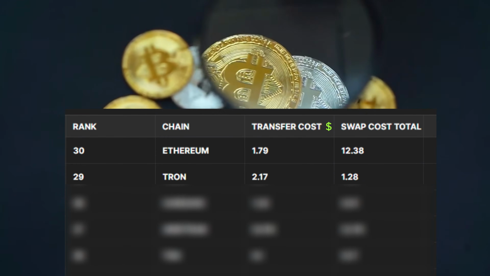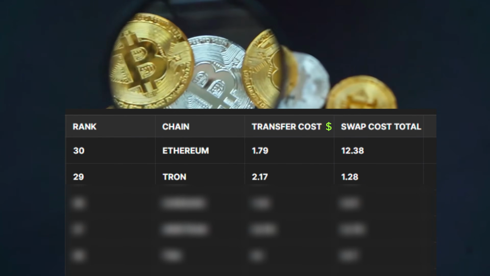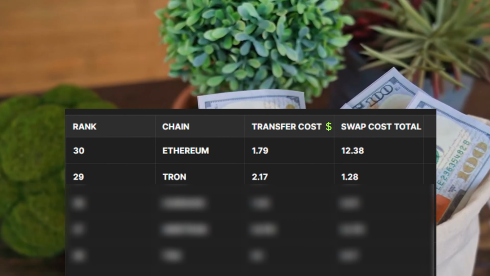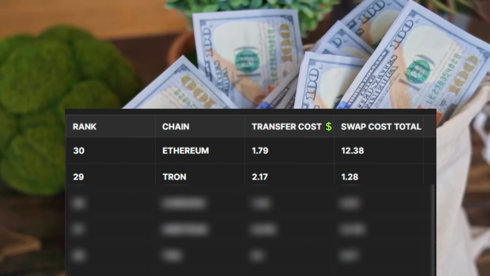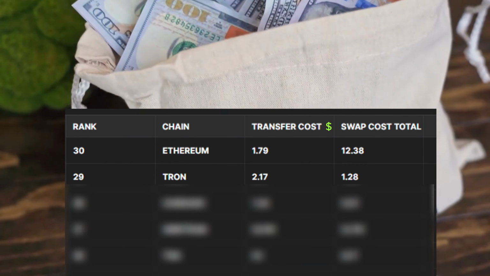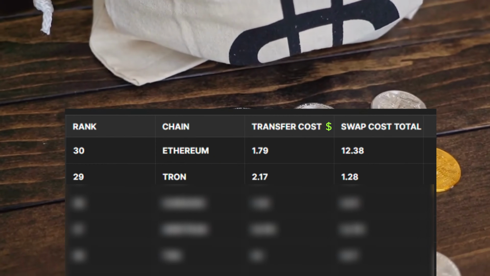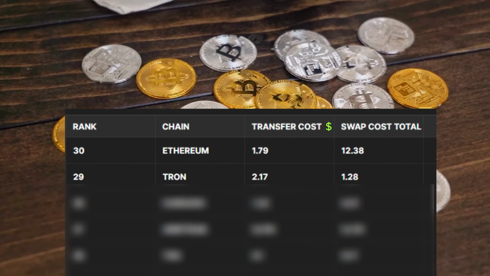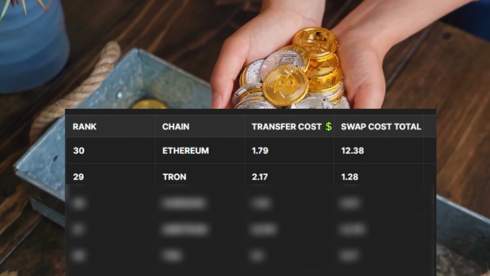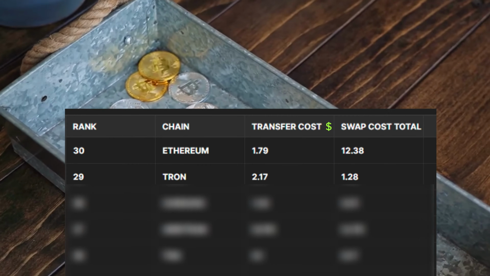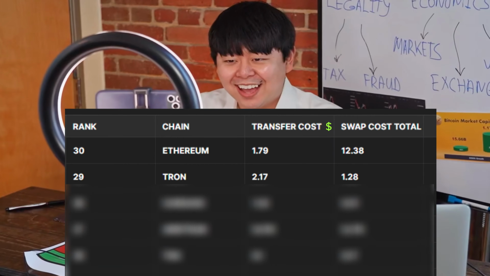At number 29, we have maybe an entry that people didn't expect, and that is Tron. Now, there are a couple of interesting caveats here. Number 1 is that it has a $2.17 transfer cost, making it the highest on this whole list, while the swap cost is $1.28. With a lot of the other EVM-design chains, swaps usually cost more than transfers, but Tron is the reverse in its design.